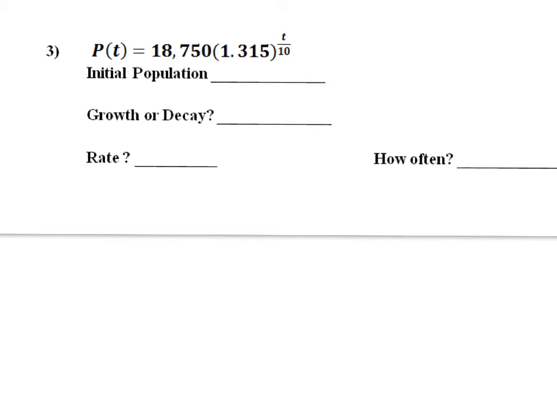Welcome back. The initial population should be my A value. So when I look at this equation, I see that the A value is 18,750. This has to be a growth problem because I see that my B value is a number that's bigger than 1. So I'm going to say exponential growth. If you're asked to justify that, it's a good justification to say that the B value is greater than 1.